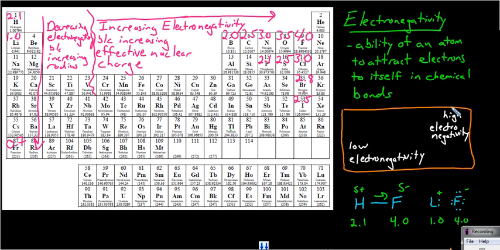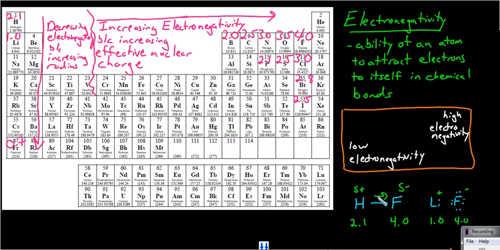Electronegativity is the ability of an atom to attract electrons to itself in chemical bonds. So we'll see that certain elements, when they bind together, will have an unequal sharing of electron density within the bond. For example, fluorine has a high electronegativity, 4.0. Hydrogen has a much lower electronegativity, 2.1. Being that fluorine is more electronegative, it will attract the electrons in this bond more than hydrogen will.